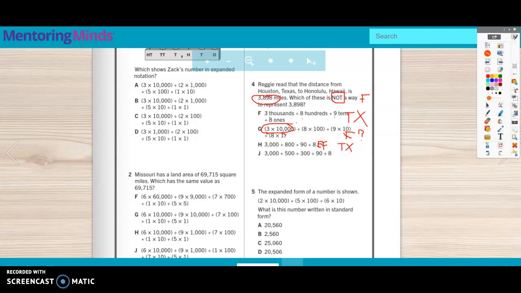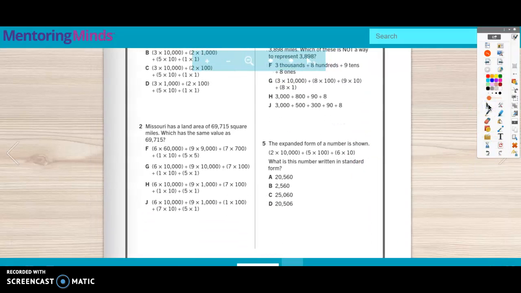A lot of people somehow pick J. But if you look at this, 500 plus 300, that's 800. So it is still the same as H. 3,000 plus 800 plus 90 plus 8. So that's a true statement. Not your answer. G is the correct answer. You guys know this. You just need to look very carefully. Don't rush.